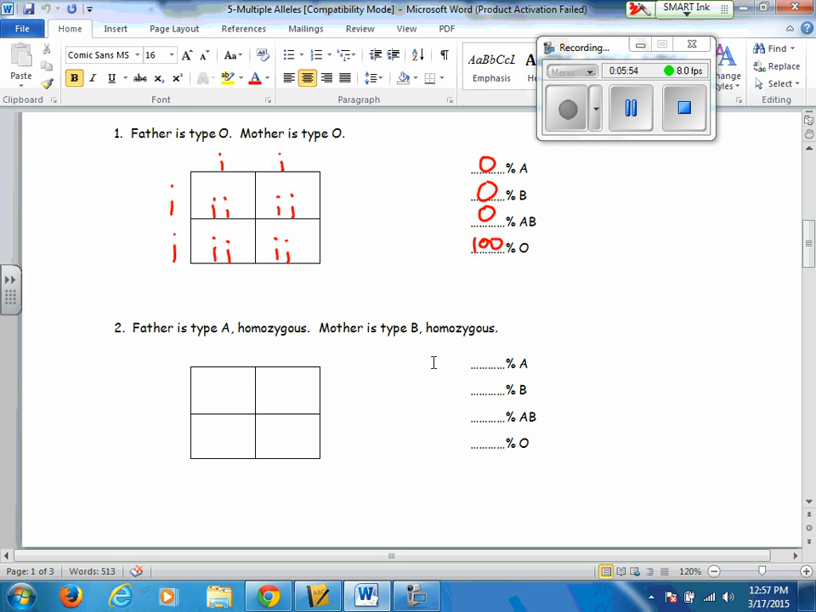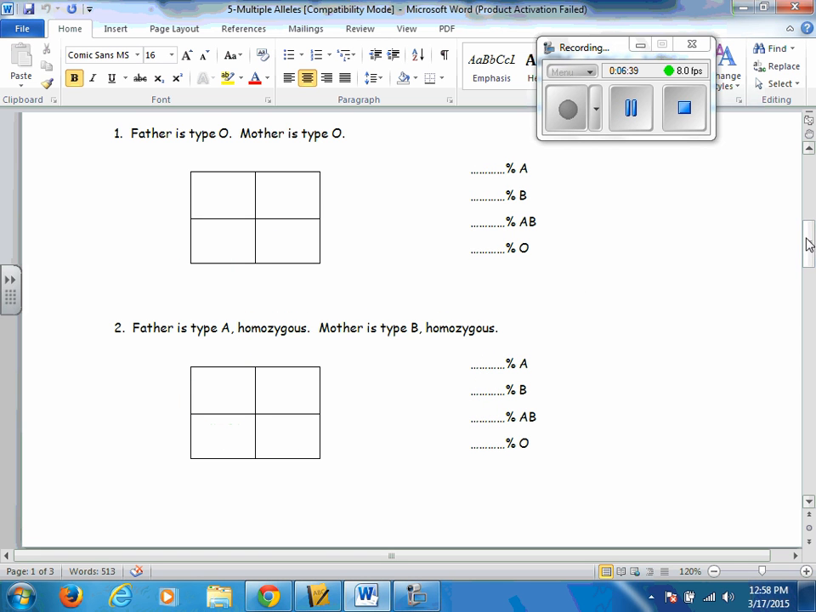All right, the father is type A, homozygous. So looking at her chart, right, they're homozygous, so both his A's have to be the same. IA, IA. The mother is type B, homozygous. IB, IB. So what you get in the middle here, one donates an A, one donates a B. One donates an A and a B. You're going to get an individual that has 0% A blood, 0% B blood, 100% AB, and 0% O. Okay, let's do one more example, and then we'll wrap this up.